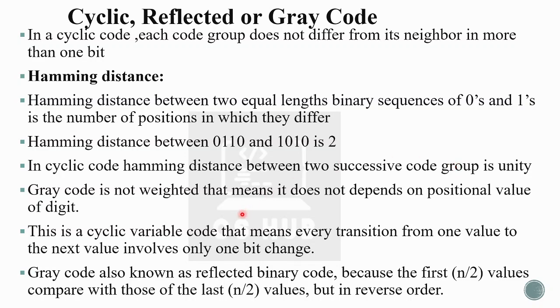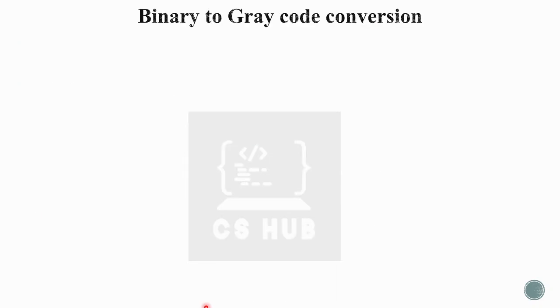And so on. Gray code is also known as reflected binary code, because the first n by 2 values compare with the last n by 2 values, but in reverse order. Okay, let's check all these points in the coming sessions.